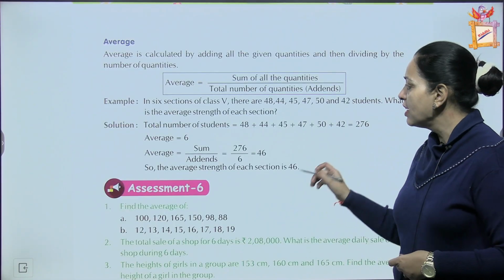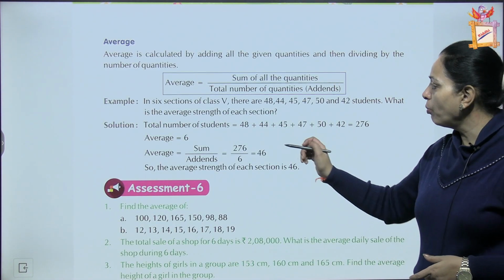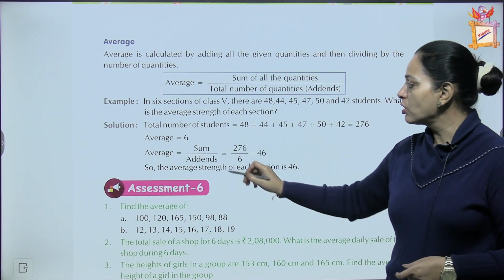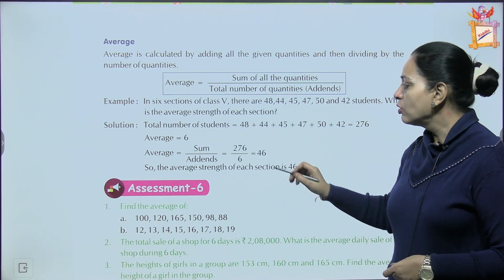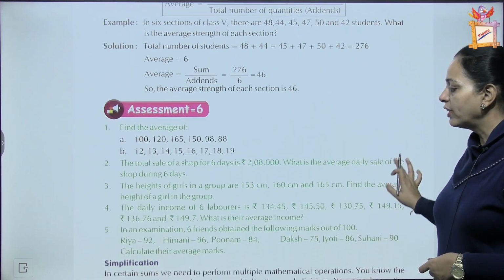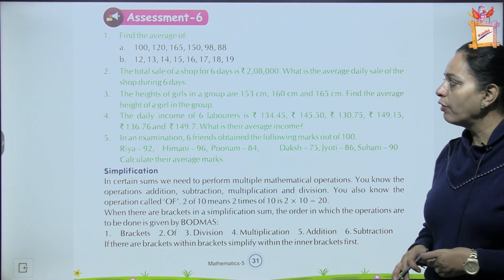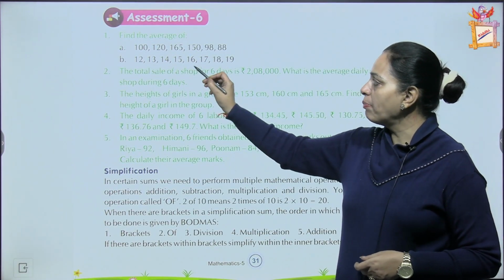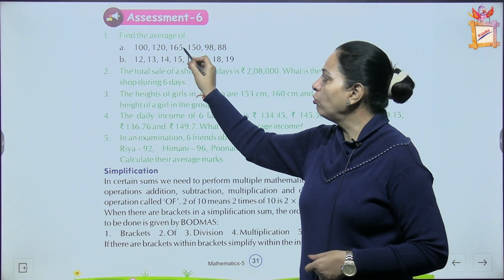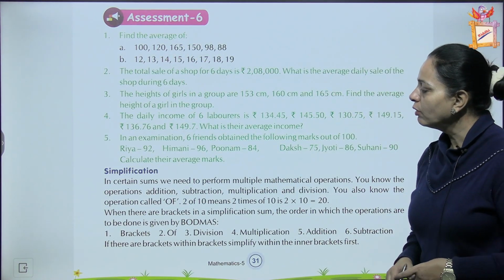So average means sum of total number of students divided by how many? 1, 2, 3, 4, 5, 6, by 6. So sum divided by addends. So 276 divided by 6, that is 46. Now assessment 6 here. Question number 1, find the average of, like A part, add all the numbers and divide by 1, 2, 3, 4, 5, 6. Okay, very simple.